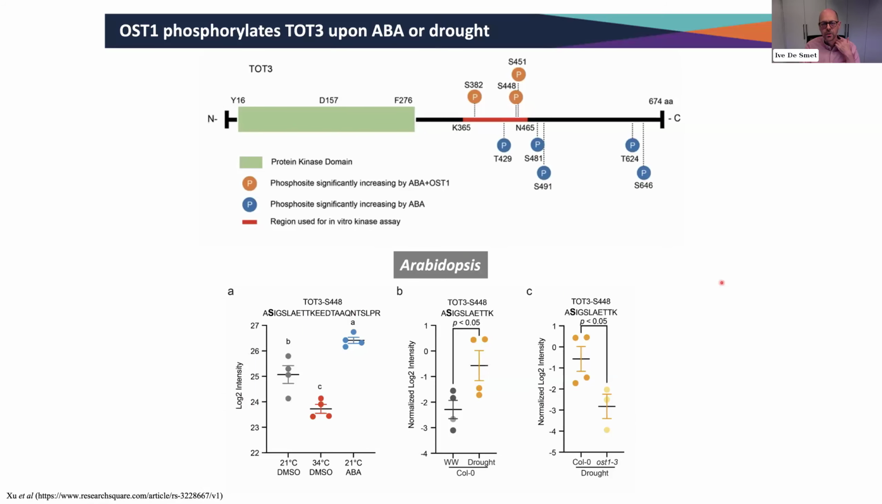And indeed, under drought conditions or ABA conditions, at least one of these residues is more phosphorylated in the presence of ABA or drought in an OST1-dependent manner. So this further supports that also in seedlings, when they are perceiving drought, the regulation of this residue is essential to control the activity of the TOT3 protein.